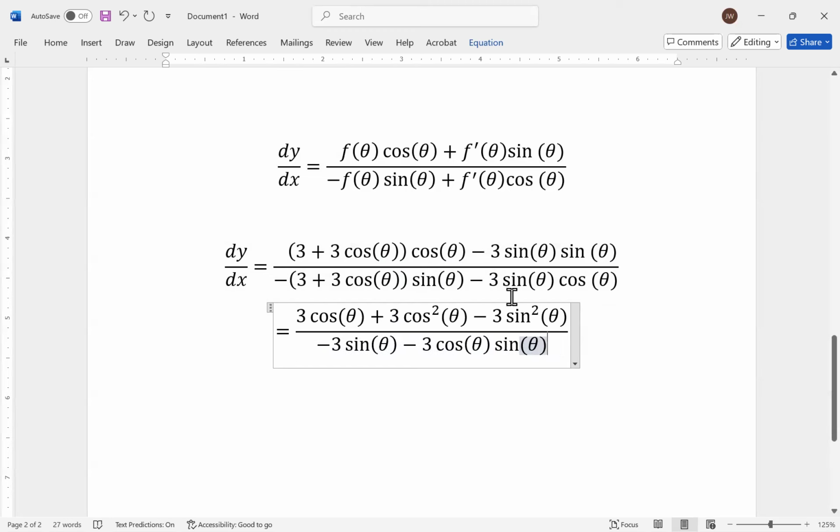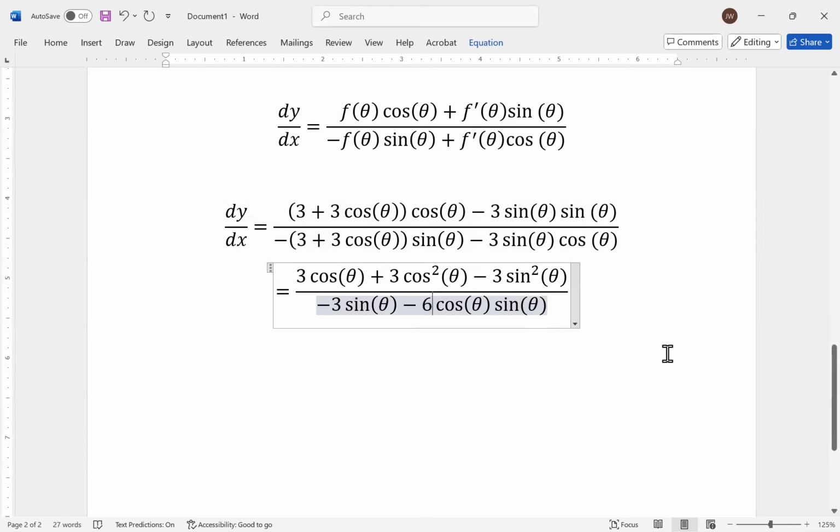And notice that you get another minus 3 sine theta cosine theta. That's the same thing as cosine theta times sine theta. So technically we get minus 6. So minus 3 and another minus 3, you get minus 6 cosine theta times sine theta. So that's simplified a little bit more than before.